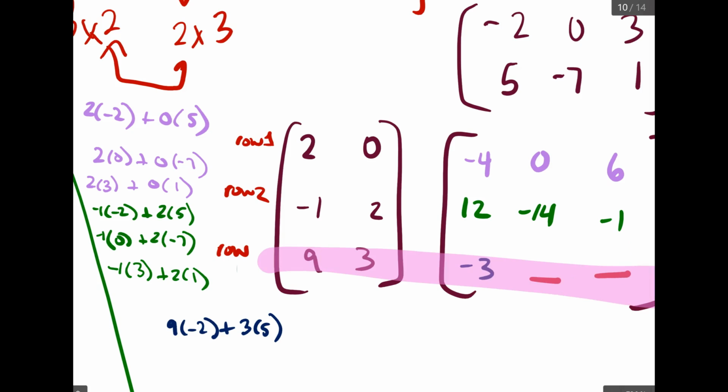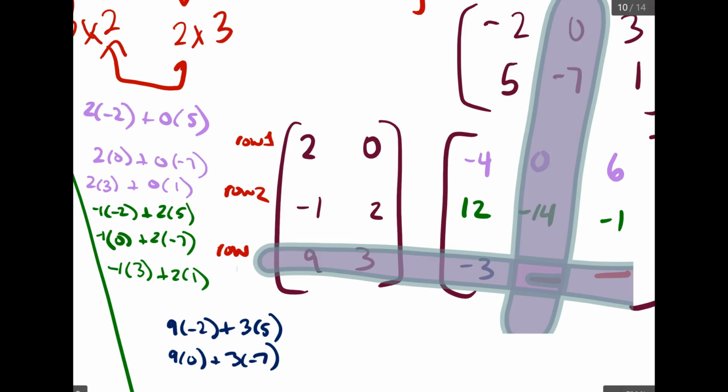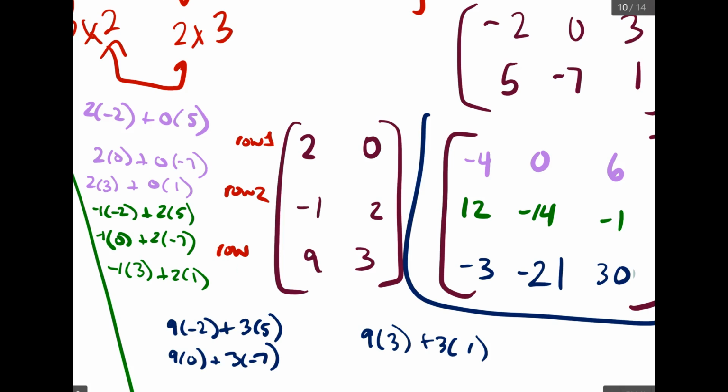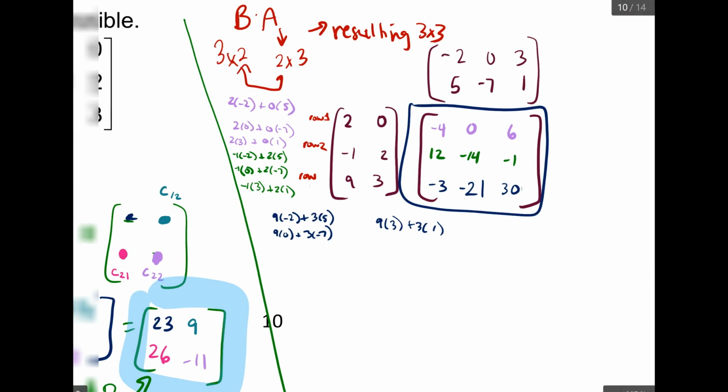Okay, so now I want this bottom one where they overlap. How do I do this? So 9 times 0 plus 3 times -7 is -21. All right, let's try the last one. So 9 times 3 plus 3 times 1, so that's 30. Guess what? We got it. We're done with the problem.